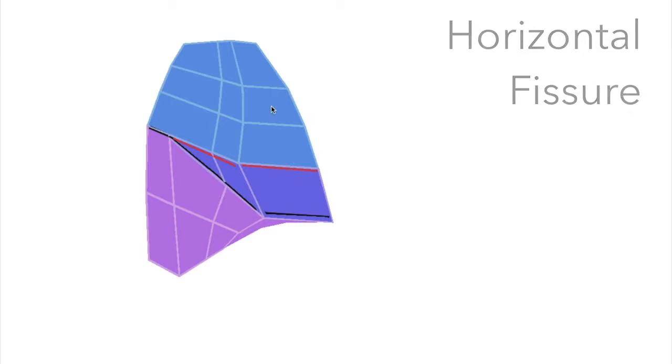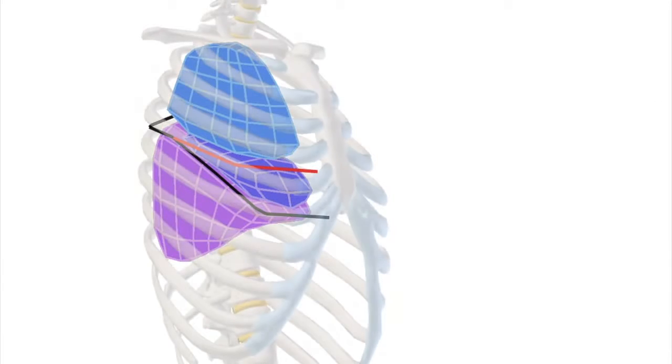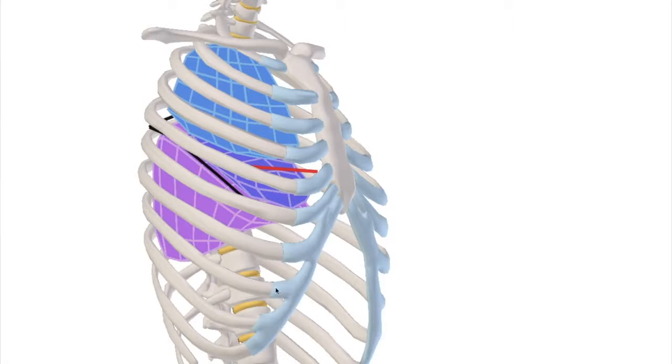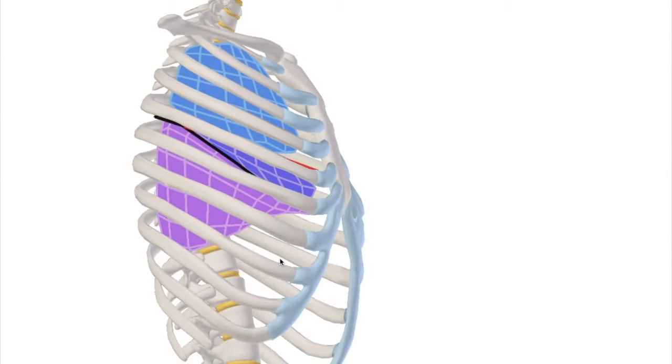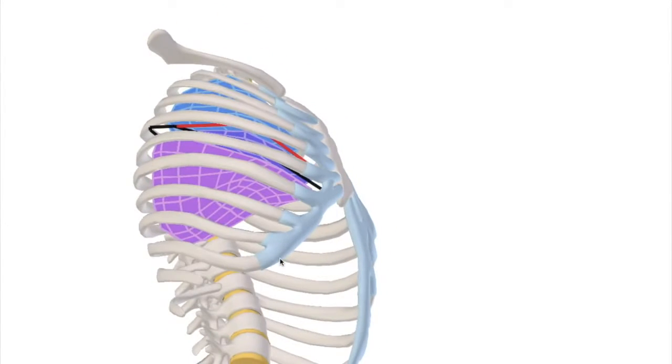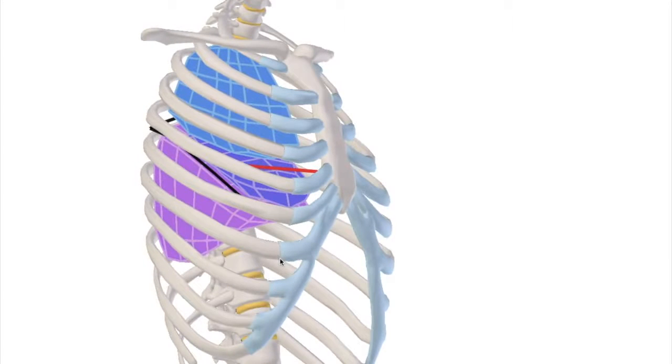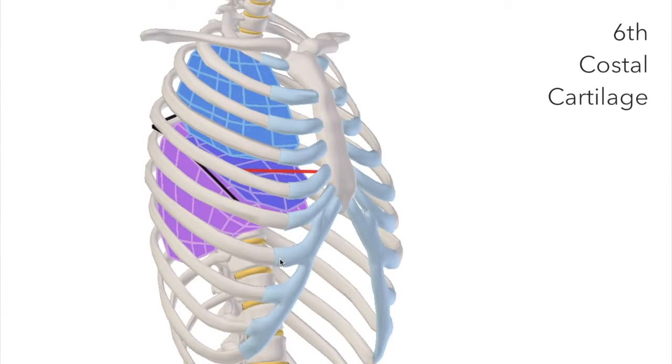Okay, now let's smooth our models out and see if these lines match what you might have learnt in anatomy class. So we can still see our fissure lines underneath our rib cage. And we're told that the oblique fissure, in black, corresponds to the 6th costal cartilage at the front. So let's find that. 1, 2, 3, 4, 5, 6.